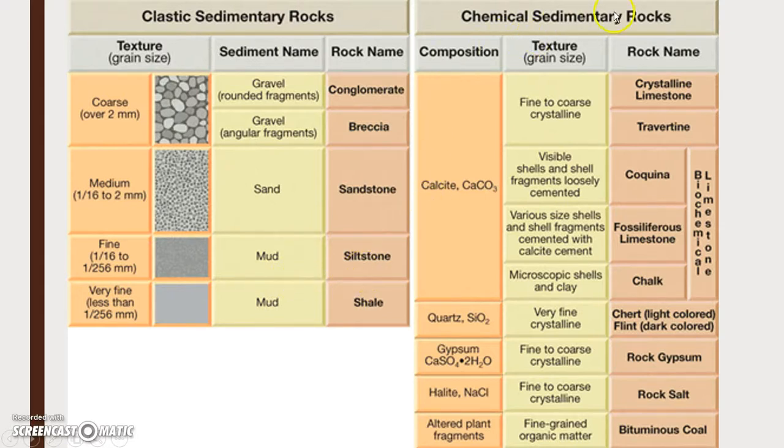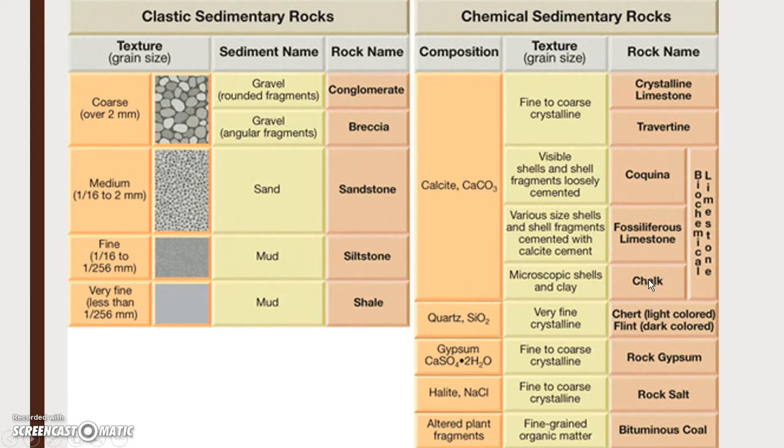Then, of course, the chemical, it's all based on what they're made of. So some will be made of calcite, some of quartz, some of gypsum, some of halite, and then we have some that are actually altered fragments from other pieces. So travertine, I don't know if you've ever heard of travertine tile. That's something that a lot of the wealthy really like to have in their home. It's a very nice tile. That's made of calcite. That is a chemical sedimentary rock. Limestone is part of calcite.